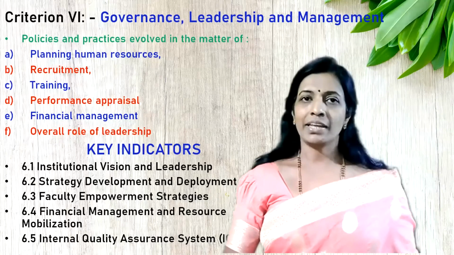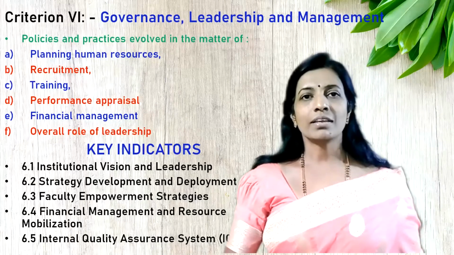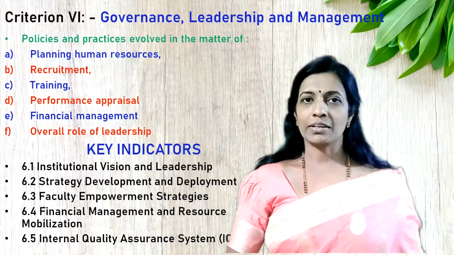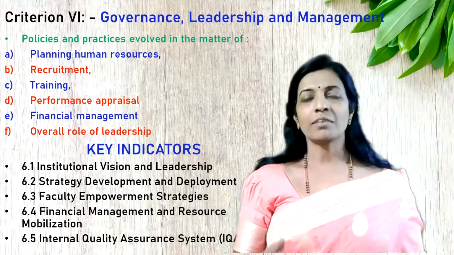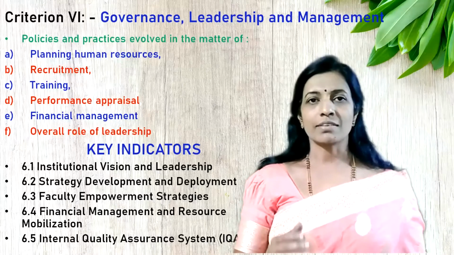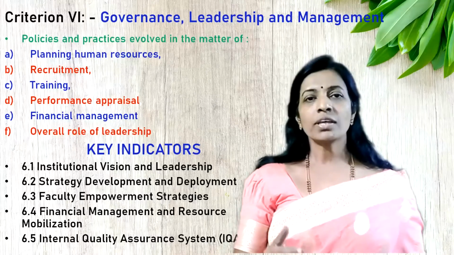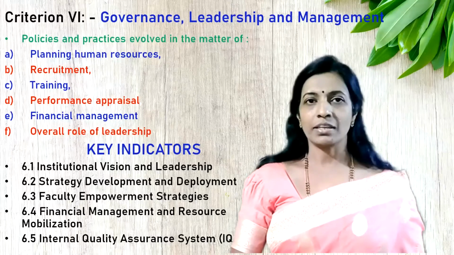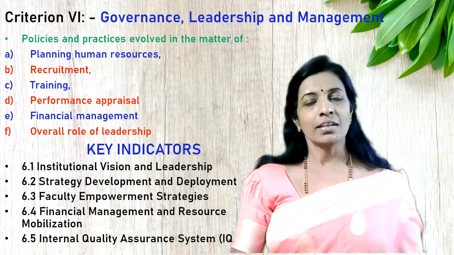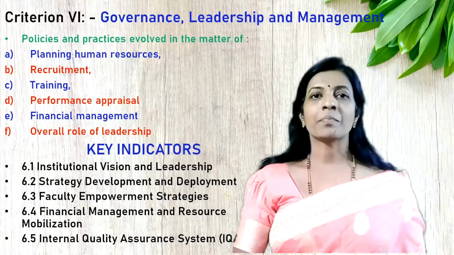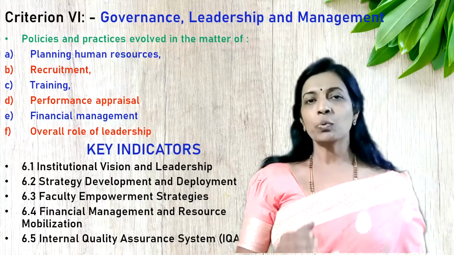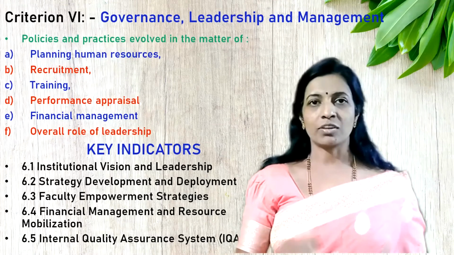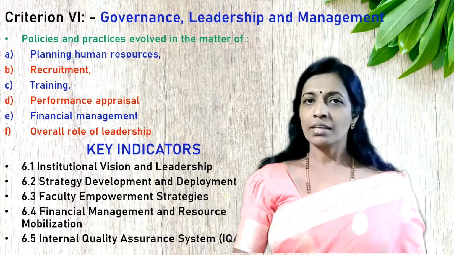The first key indicator under this criteria is the institutional vision and leadership. Every institution needs to set for itself a certain mission and certain set of goals. What are the measures which have been taken up by the institution to achieve these goals is what is being assessed under this particular key indicator. So, whether proper procedures are being followed to implement the academic and administrative matters in the institution is assessed under this key indicator.